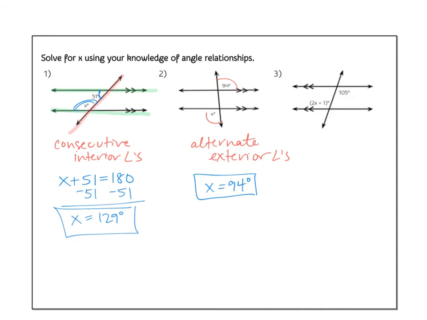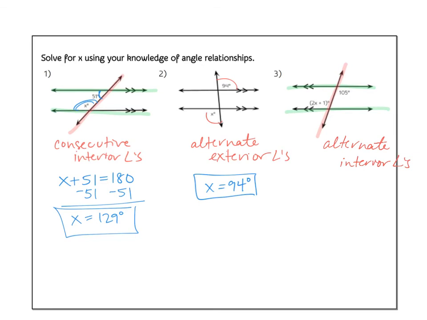Okay, take a look at number 3. What kind of angles are we dealing with? Well, to me, here are our 2 parallel lines. It looks like they're interiors. They're in between those 2 lines. And if we look at our transversal, isn't one on each side? One's on the left and one's on the right. So I think these are alternate interior angles.